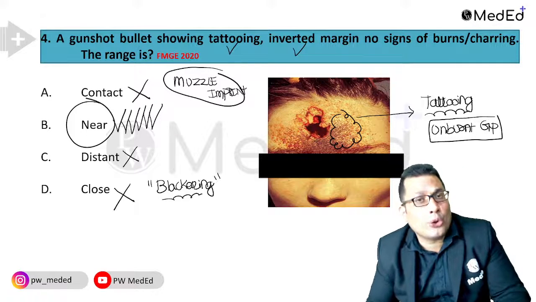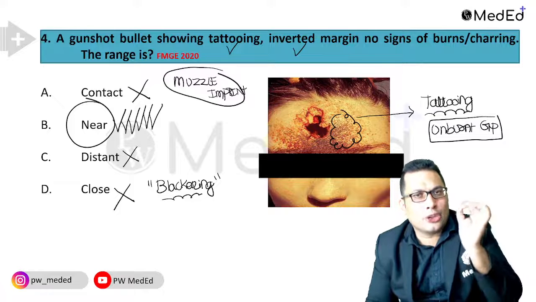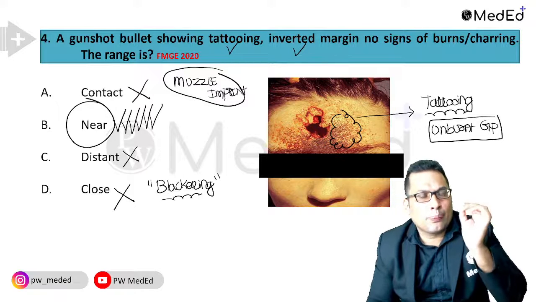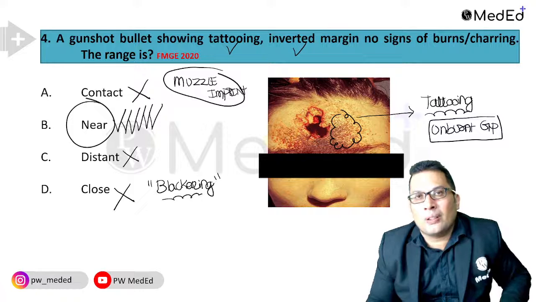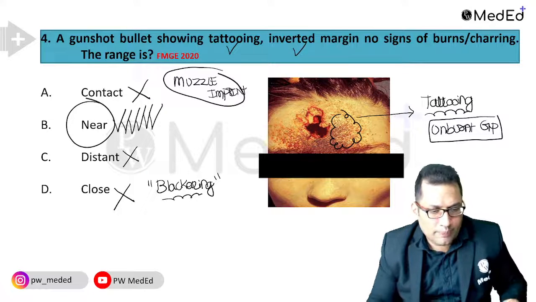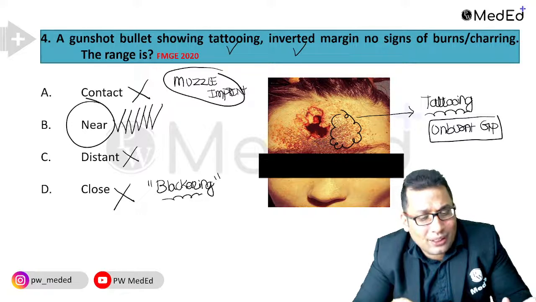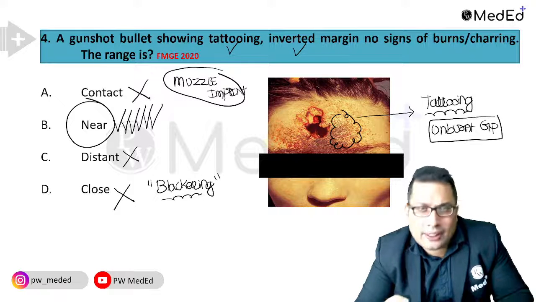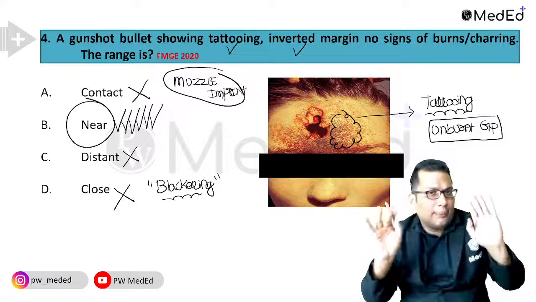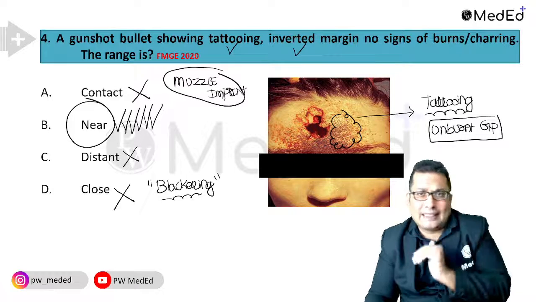Blackening is a feature of close shot. The blackening is due to smoke particles because of the combustion of the gunpowder. Distant shot, there will be no tattooing, no burning, and also there will be no blackening. So there are 4-5 MCQs that can be framed in your exam.